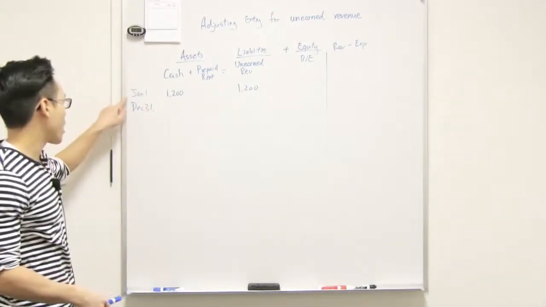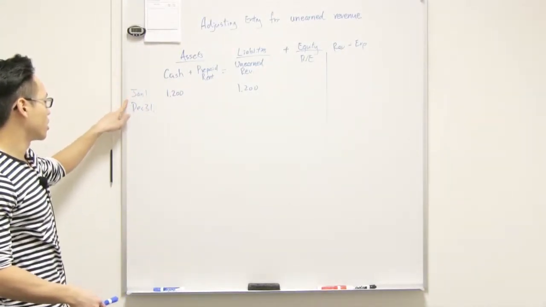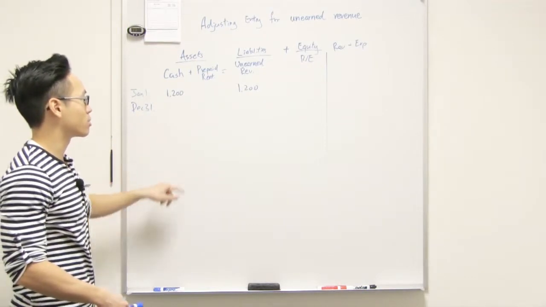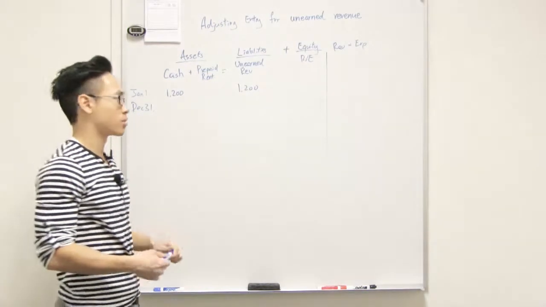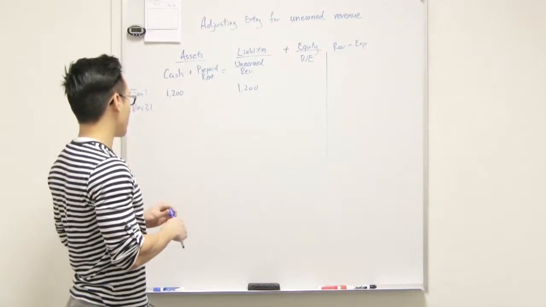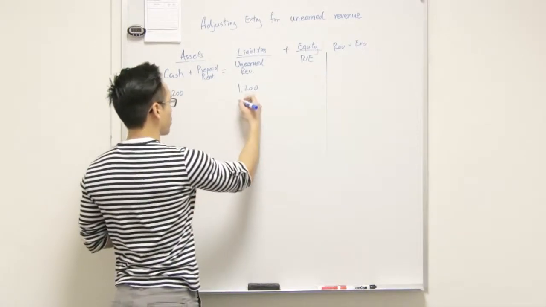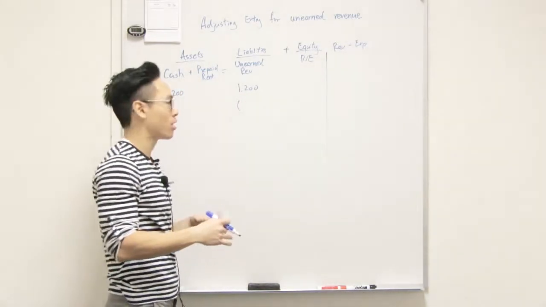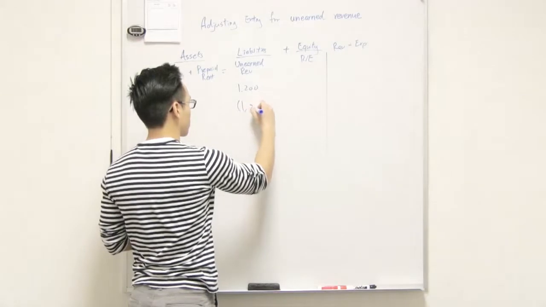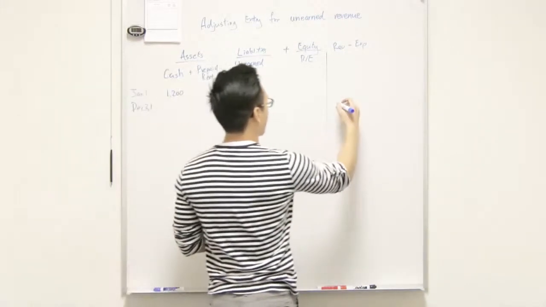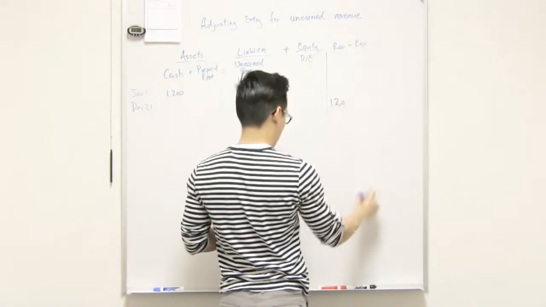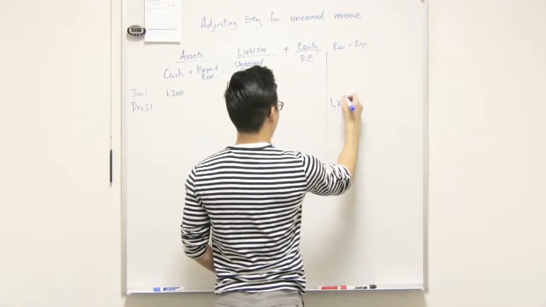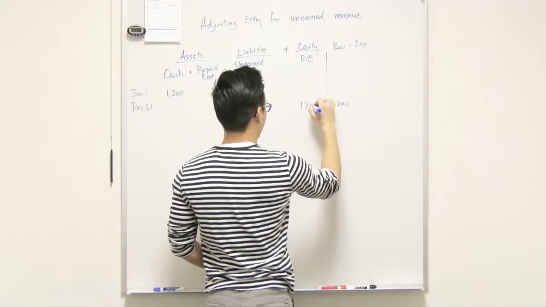You receive that cash on January 1st, and on December 31st, when you adjust entries, you have to make some adjustment to the accounting equation. What happened is that your unearned revenue would go down, because assuming that you perform those services each month in that year. And then your revenue would go up. And then your retained earnings would go up.